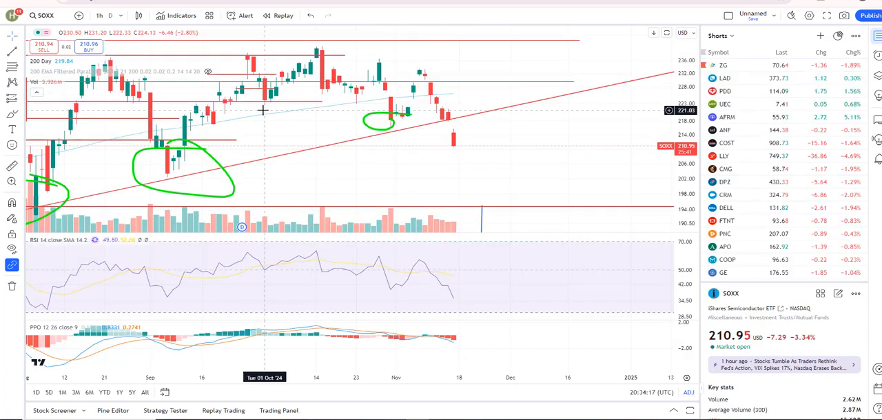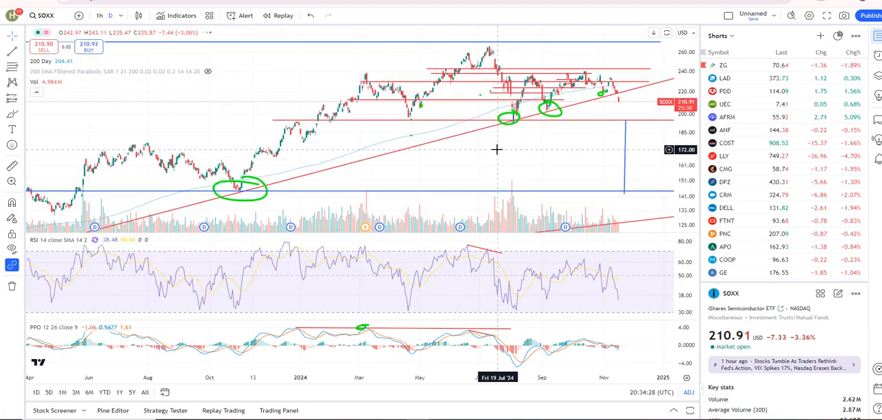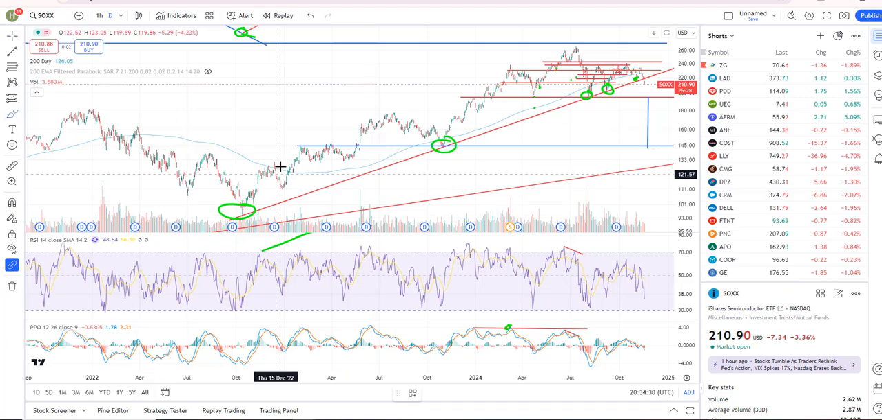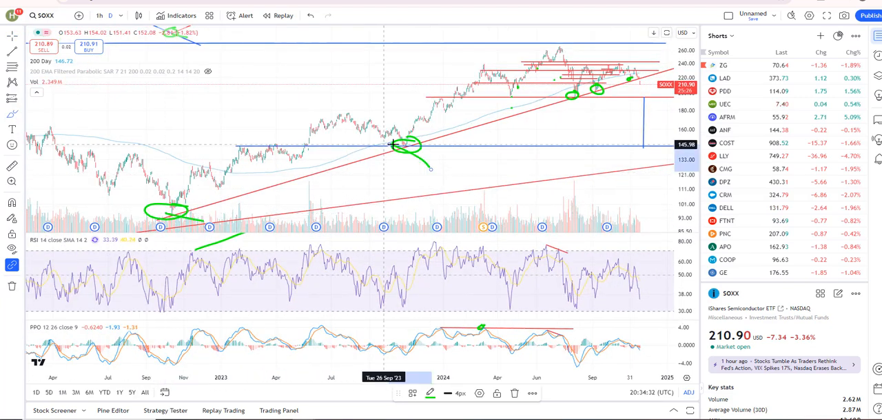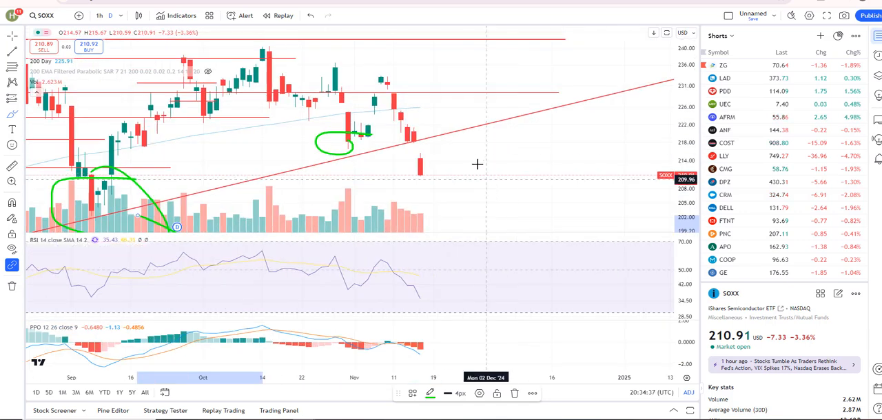The semiconductors, SOXX. Now, NVIDIA is the major player here, but the rest of the semis are extremely weak. So it's just NVIDIA, basically. And so I'm expecting NVIDIA to sell off. Here's the semiconductors, SOXX. You've got support. Yeah, kind of support there, and a sell signal.